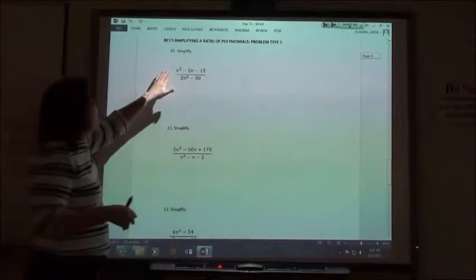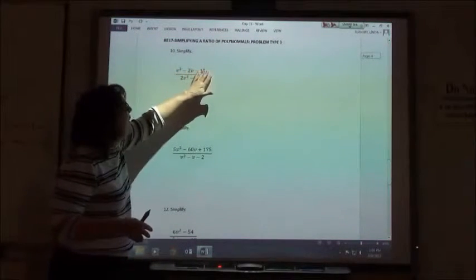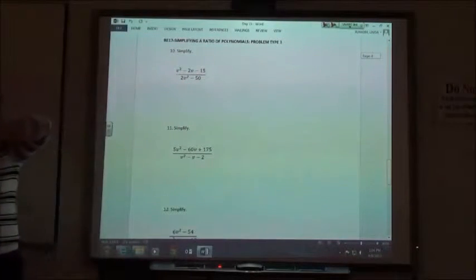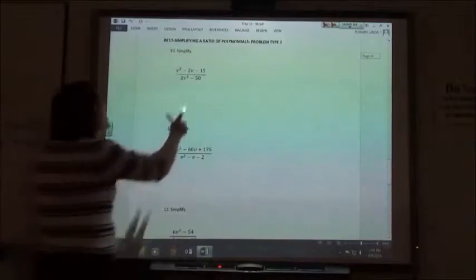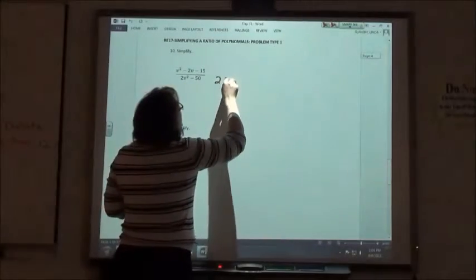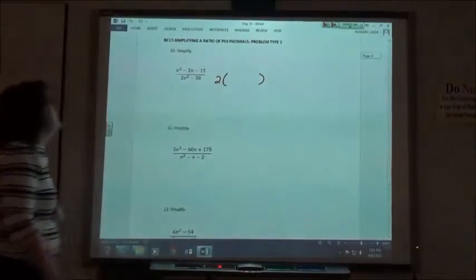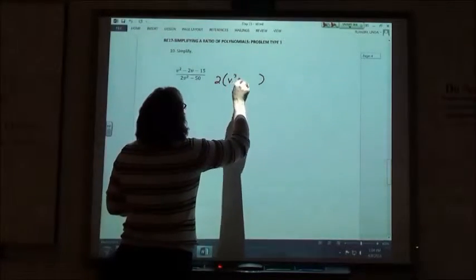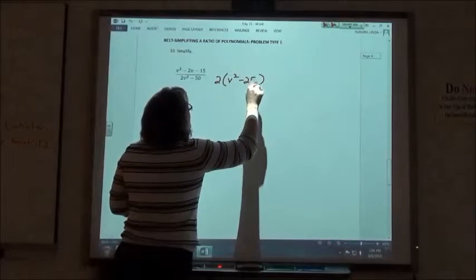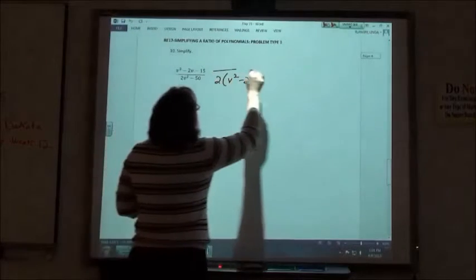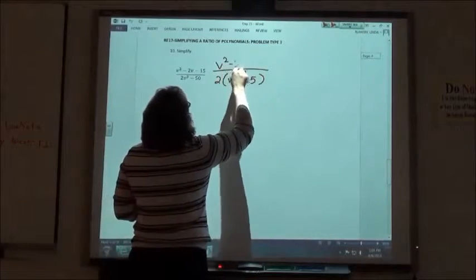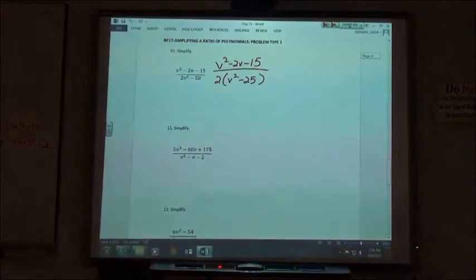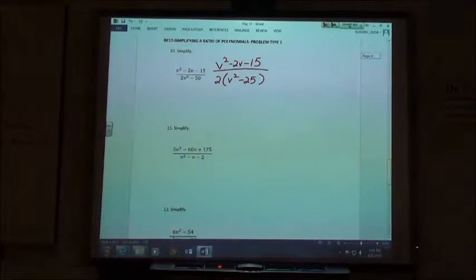Well, if I look at the top three terms, they don't have anything in common. But if I look at the bottom two terms, both of those are divisible by 2. So I'm going to start with the bottom, and I'm going to divide the 2 out of each of those. If I take the 2 out of 2v squared, I get v squared. If I divide 50 by 2, I get 25. So now I have this problem. I took out my greatest common factor on the bottom because that's the only place I had one.